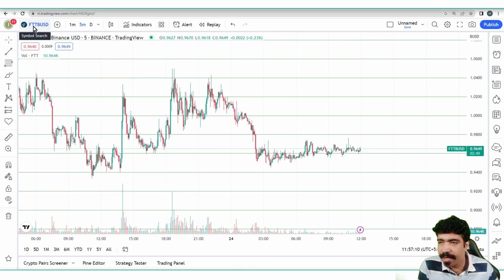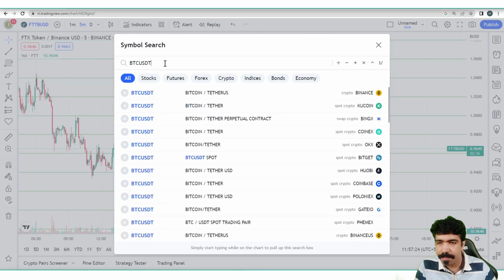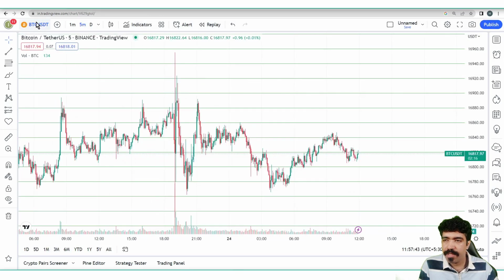For example, this token is FTT in the BUSD pair, that is the Binance dollar pair, and the token name is FTT. So this shows the symbol of the chart. Let's say I want to change the symbol, for example to BTC USDT. This shows the pair and the exchanges on which this pair is listed, such as Binance, KuCoin, BingX, etc. I want to see the chart of BTC in USDT pair on Binance exchange, so I click on this icon. The symbol is now Bitcoin, BTC and USDT pair on Binance exchange.